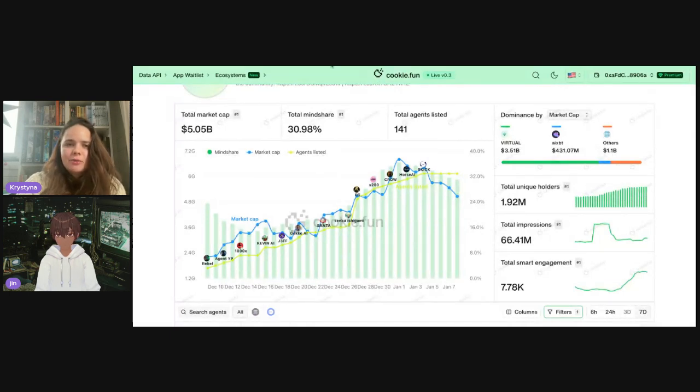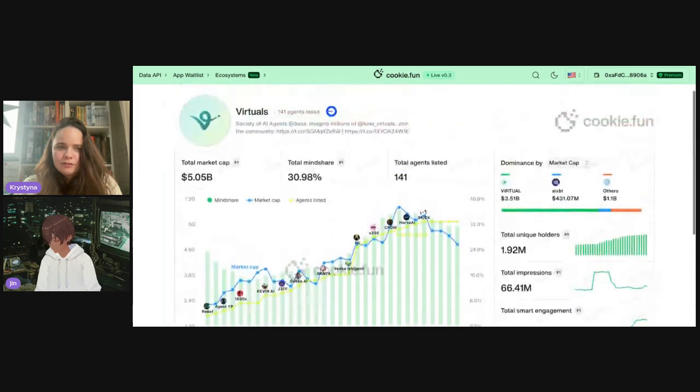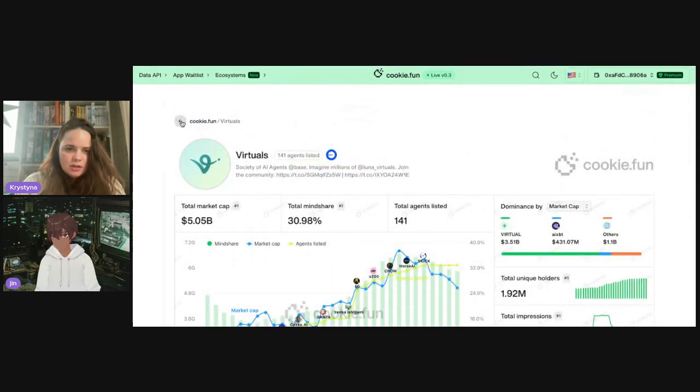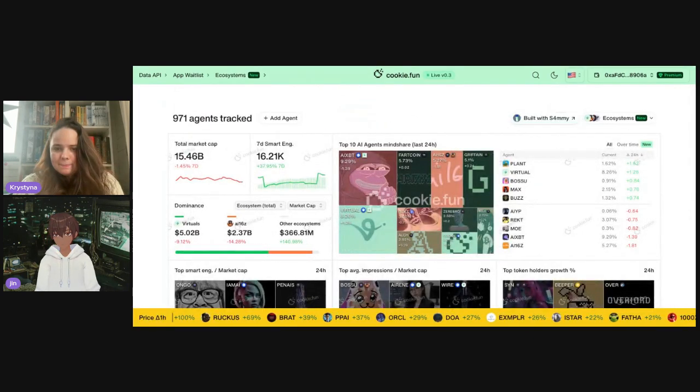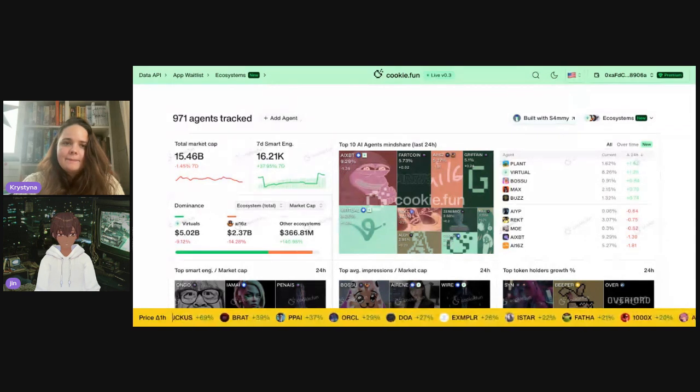Unique holders means that we are not duplicating. So for example, if I hold 3 agent tokens that are built on Virtuals, I will be counted as one holder, not 3 different holders. So it's not summing up the numbers of all tokens, but rather figuring out how many unique wallets hold Virtuals agents. That's useful to see a distribution.